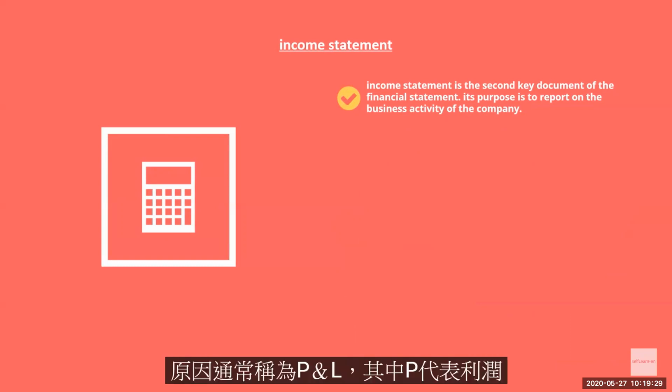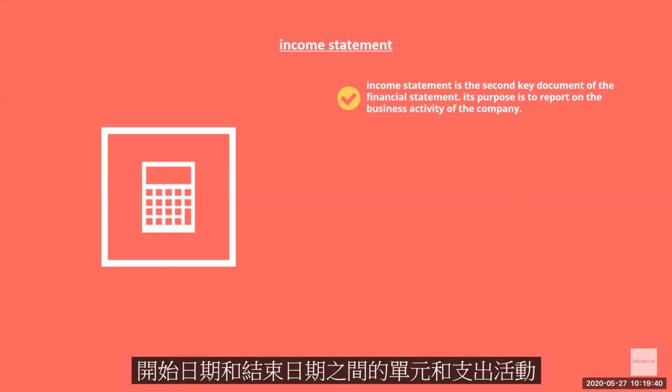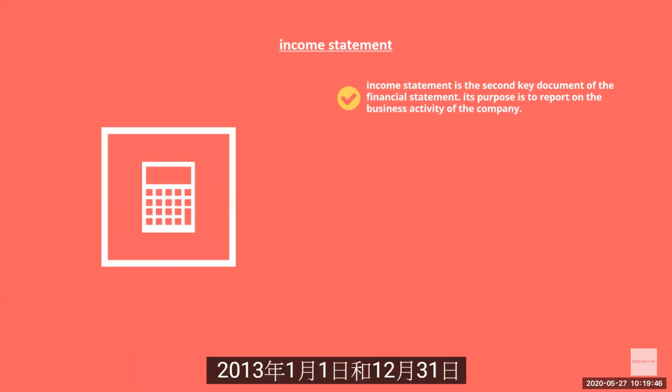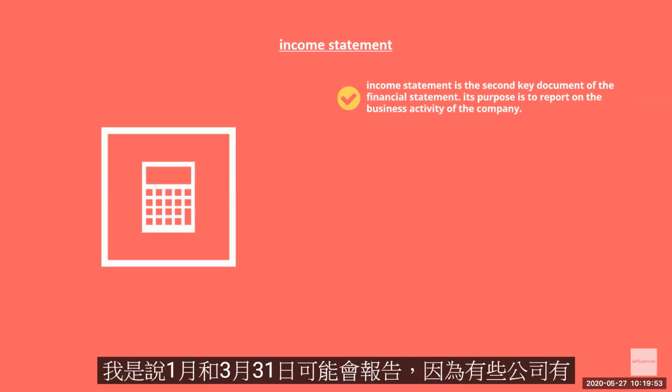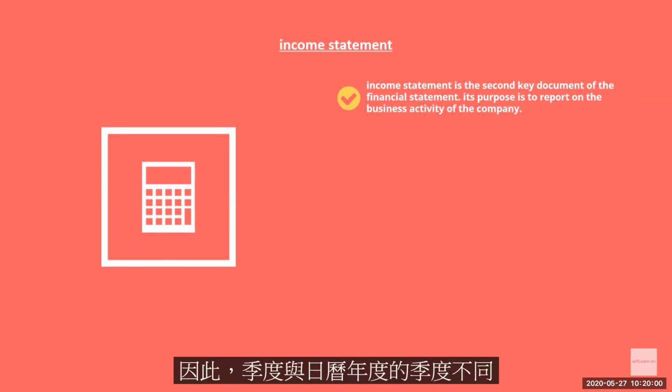This is the reason it is usually called the P&L, where the P stands for profit and the L stands for loss. The income statement reports on the business activity over a certain period of time, which means that it will report all the sales and expenditures activity between a start date and an end date. As an example, a 2012 income statement reports all the sales and expenditures between the 1st of January and the 31st of December. A 2013 first quarter income statement could report the activity between the 1st of January and the 31st of March. I'm saying could report, as some companies have a fiscal year that starts at a different time than the 1st of January, and their quarters are therefore not the same as the calendar year quarters.